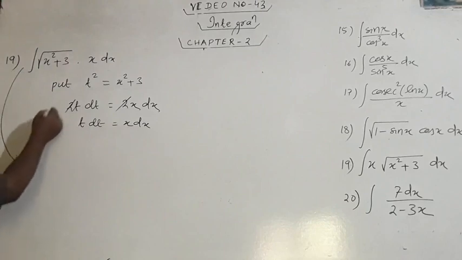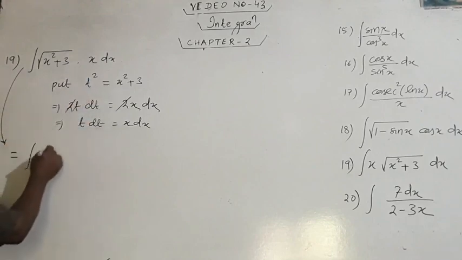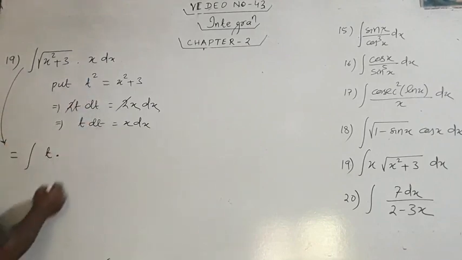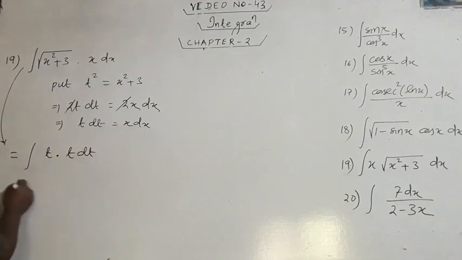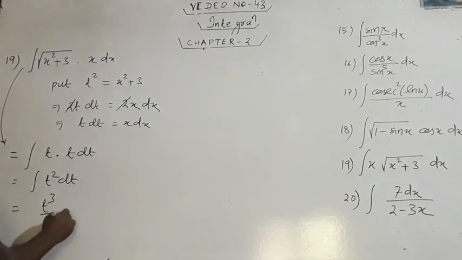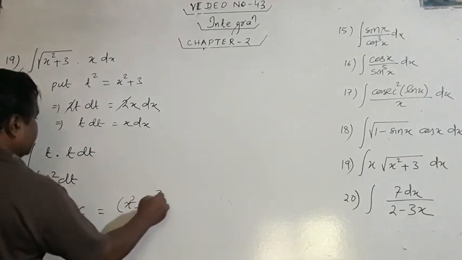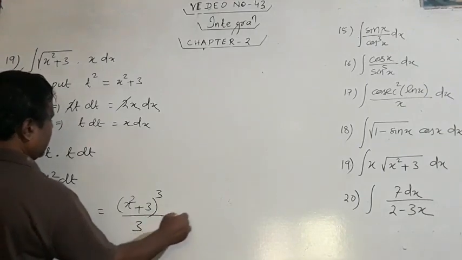Now what you have to write here? In place of the square root of x square plus 3, you have to write t. In place of x dx, you have to write t dt. So the answer is what? Integration of t square dt, and the result is t cube by 3 plus c. In place of t you have to put (x square plus 3) whole to the power 3 by 2, divided by 3, plus c.